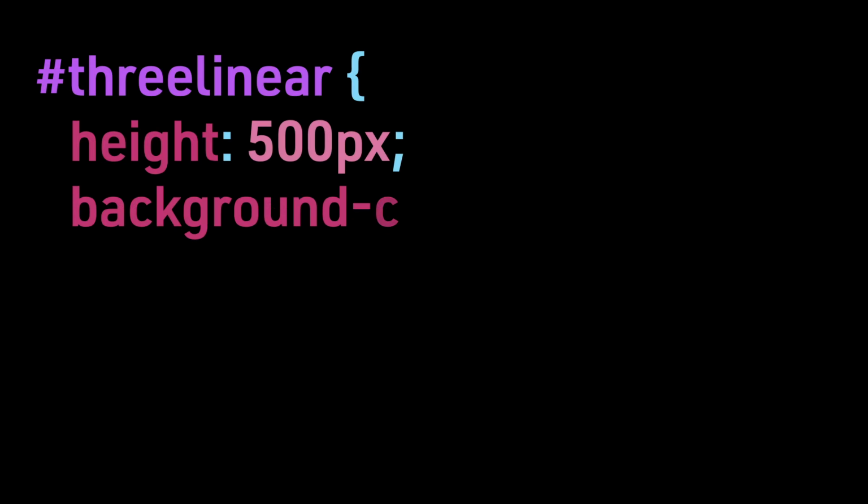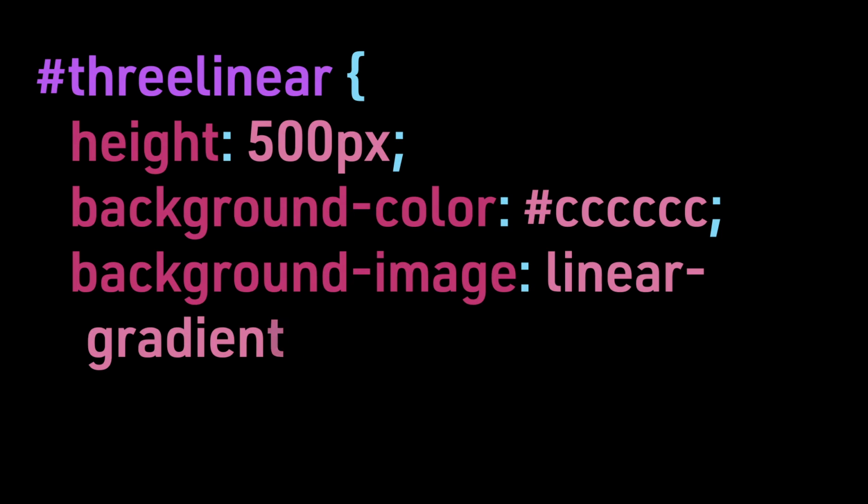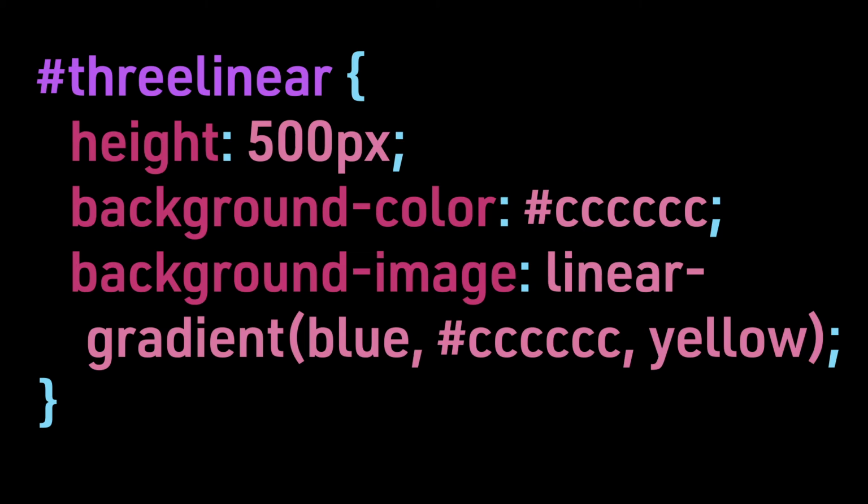Now our background image is set to linear gradient, with the top color being blue and the lower color being gray. And the background will transition between the 2 colors. Next, we will look at a linear gradient with 3 colors. Everything is the same except we have added yellow to be the final transition color.